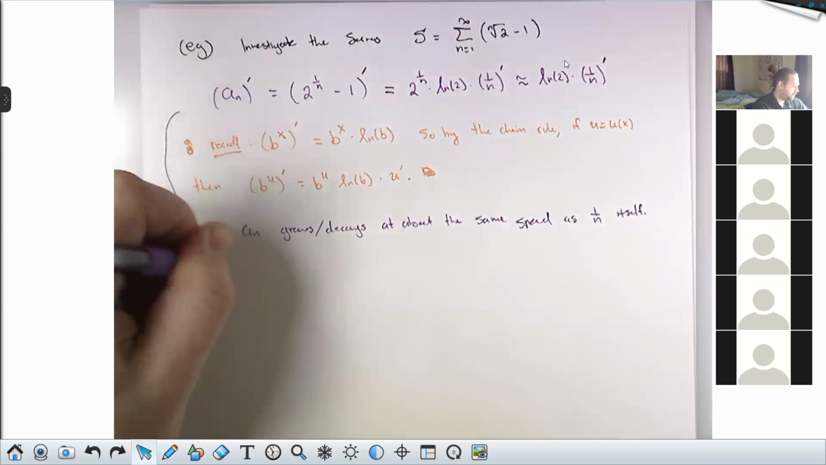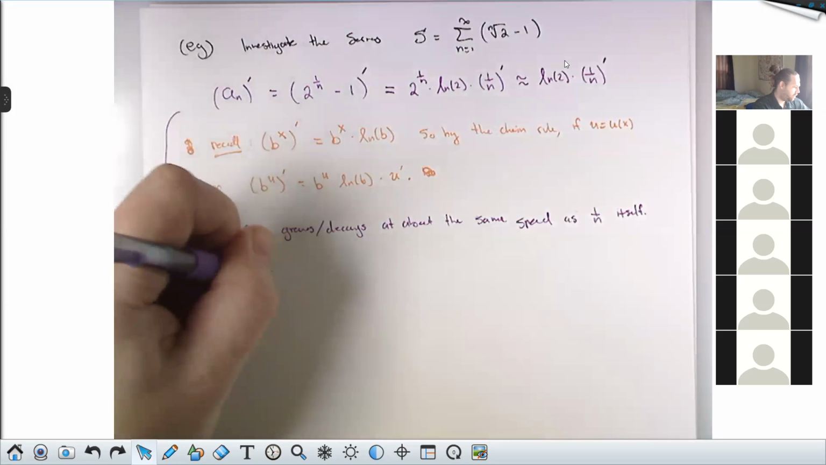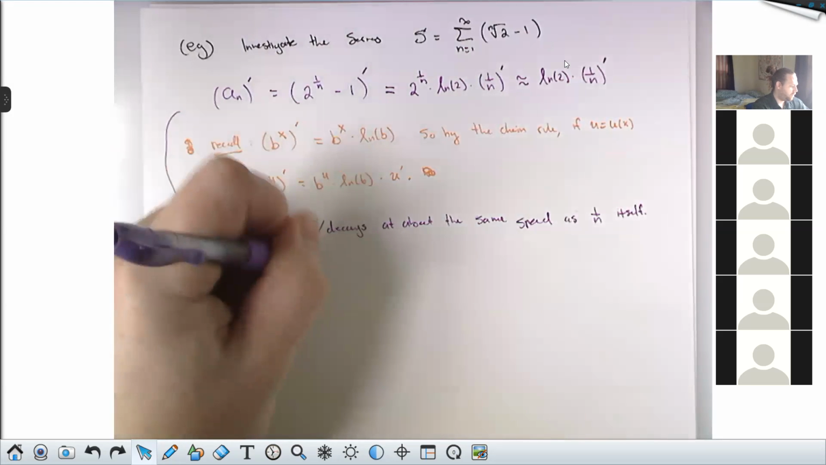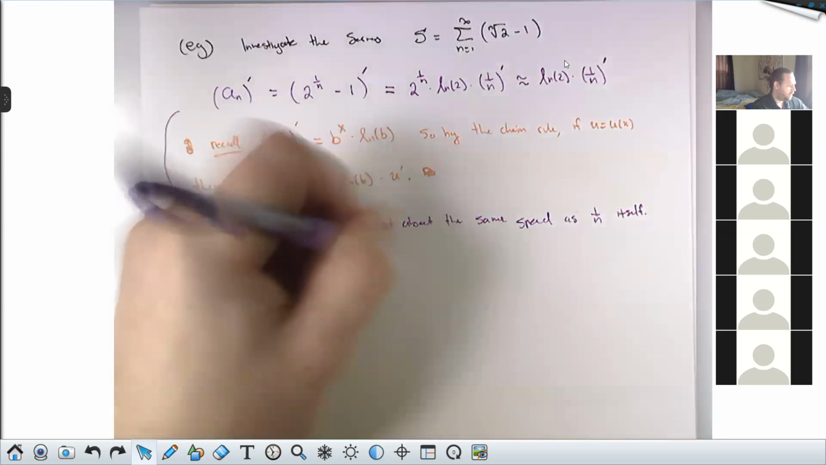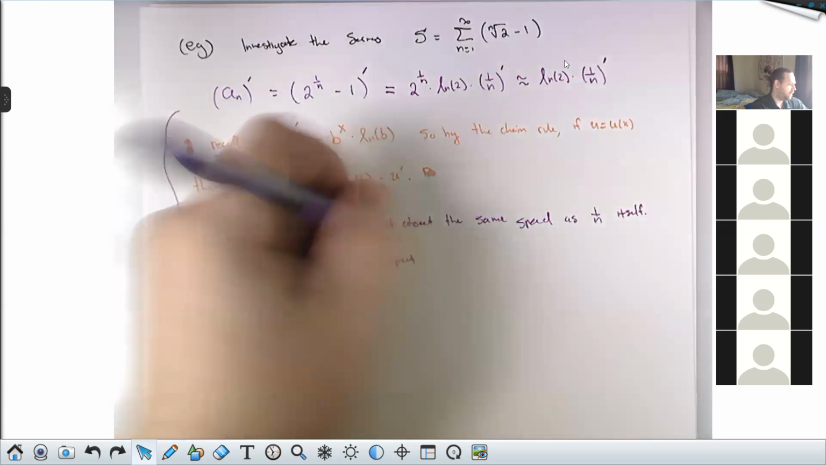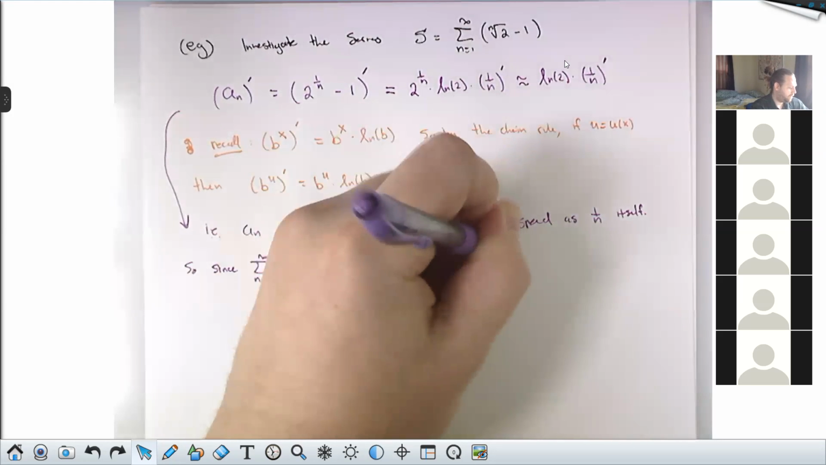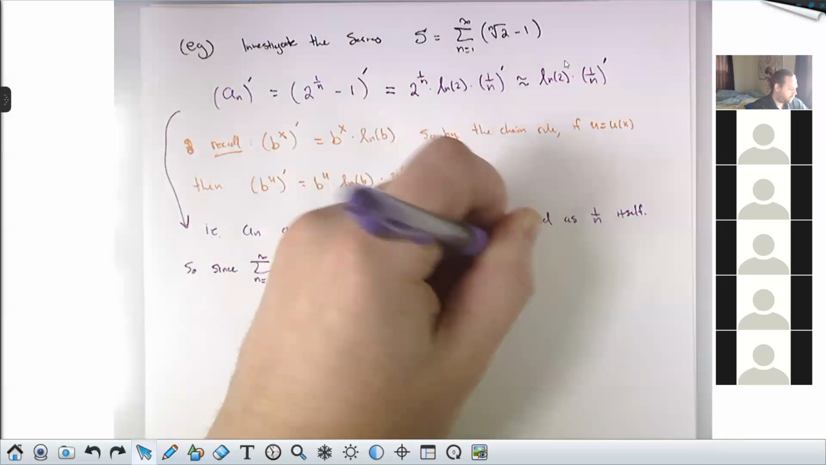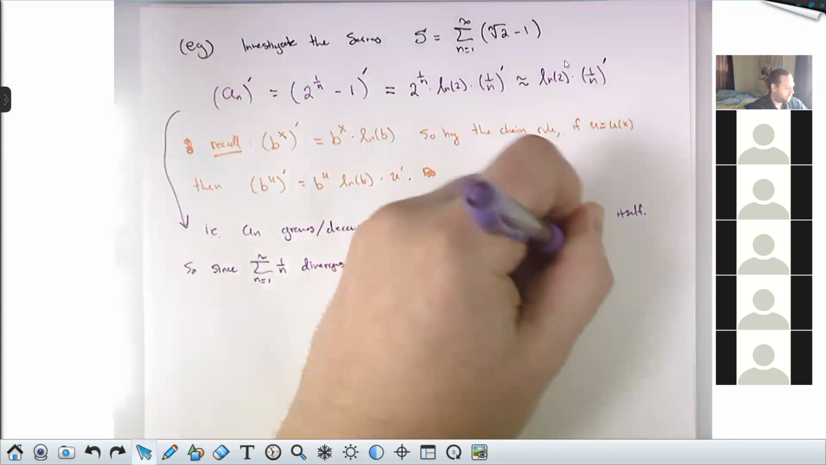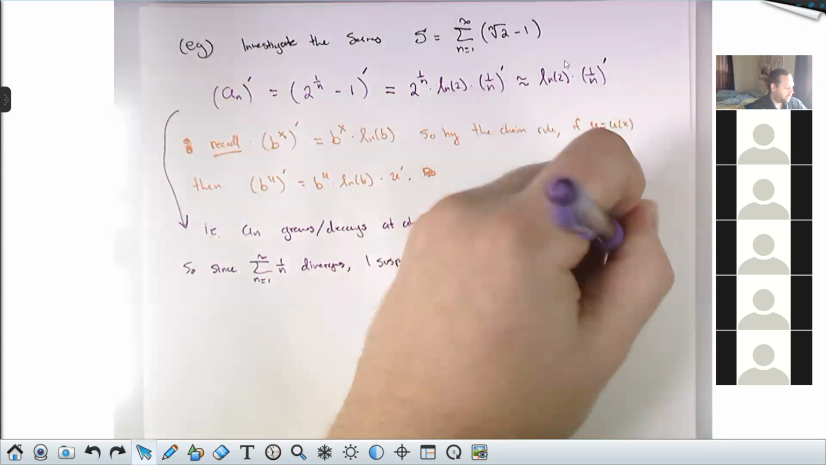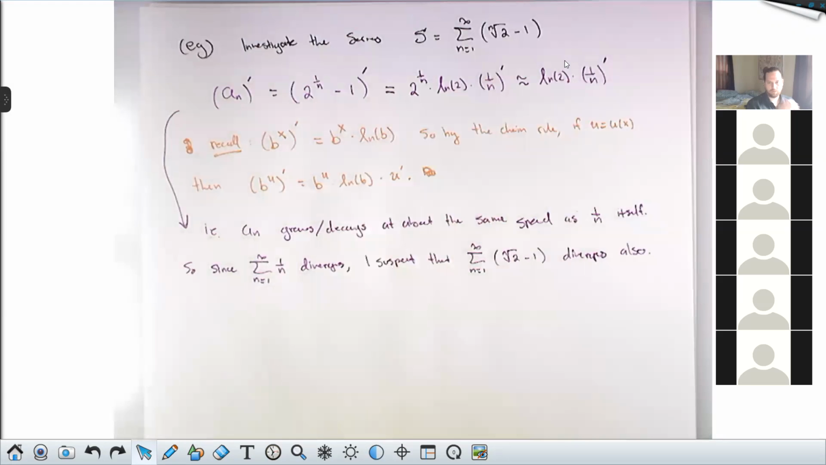So since the sum from n equals 1 to infinity of 1 over n diverges, I suspect that the sum from n equals 1 to infinity of the nth root of 2 minus 1 diverges. And that is the correct answer. But it's not a solution. A solution has to amount to a proof. So again, a limit comparison is going to be the thing.